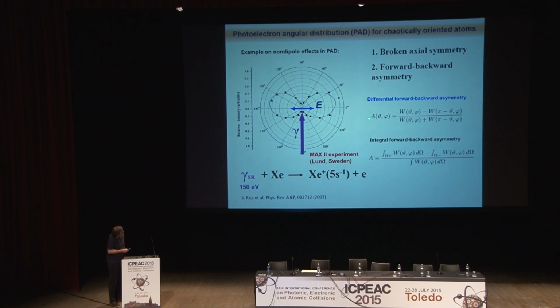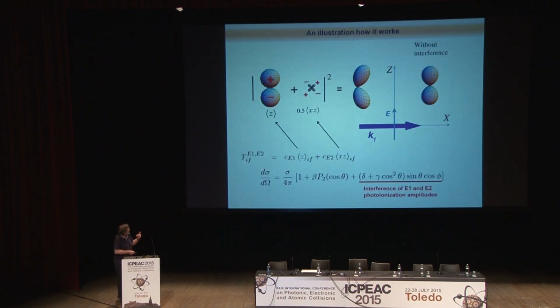We define this differential forward-backward asymmetry like this: the difference between the number of electrons going in this direction and this direction, for example, divided by their sum. And if we integrate photoelectrons in the forward and backward hemispheres, then we end up with this integral forward-backward asymmetry. These are numbers that can already be calculated.